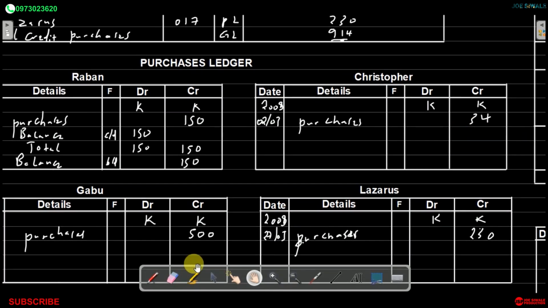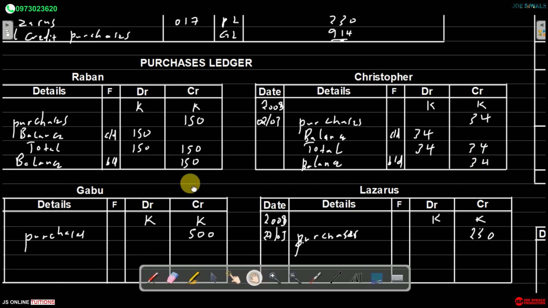The next account is for Christopher. For Christopher, we'll do the same. We're supposed to find the balance carried down, the balance brought down, and the total. Our total there that we're going to show on the debit side and on the credit side will be 34. The balance carried down is going to be shown on the debit side as 34, then the balance brought down is going to be shown on the credit side as 34.